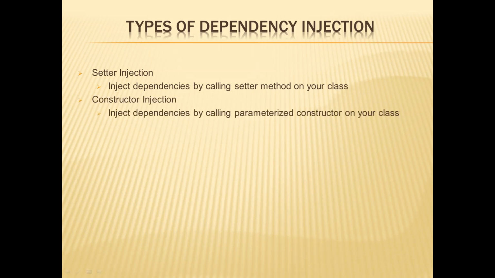Now constructor: injecting dependencies by calling a parameterized constructor. In core Java, you know how to create a default constructor, how to create a parameterized constructor, and how to generate setter and getter methods. The same concept applies here, but we need to apply some annotations on top of it. That's it, you don't need to do anything else for that purpose. Injecting dependencies by calling a parameterized constructor on your class is called constructor injection. I will go over another concept later on.